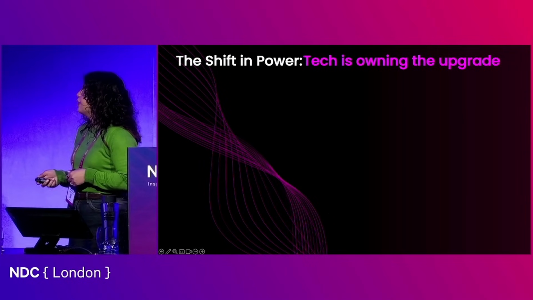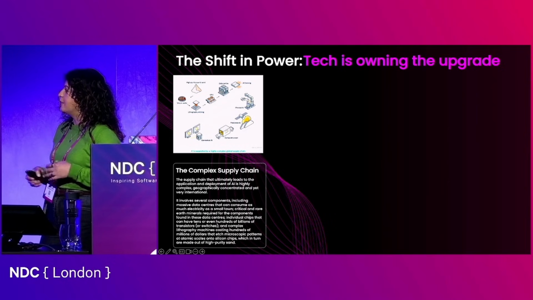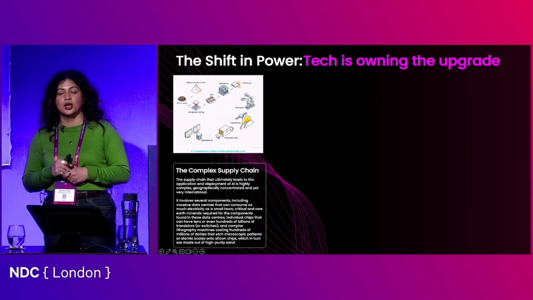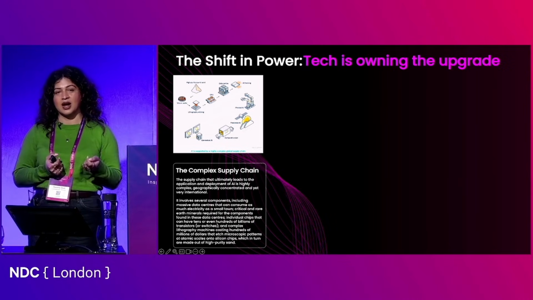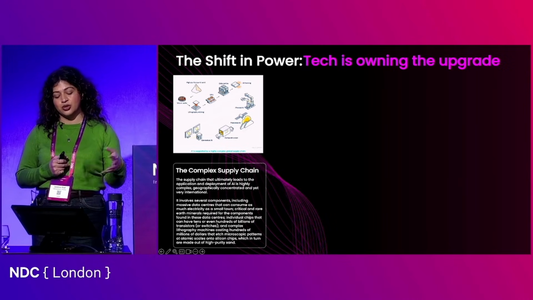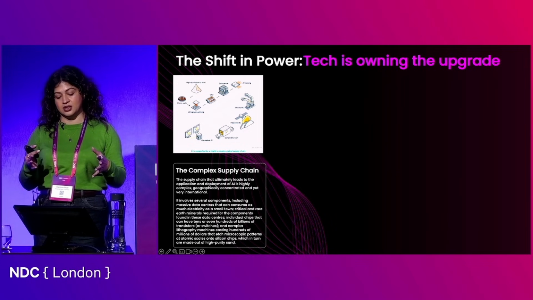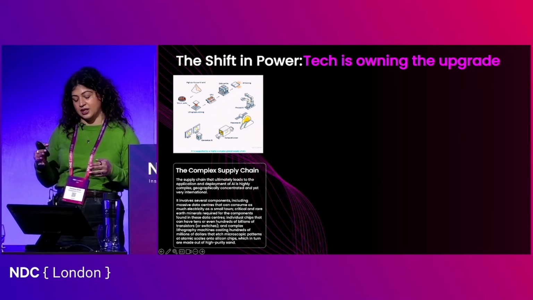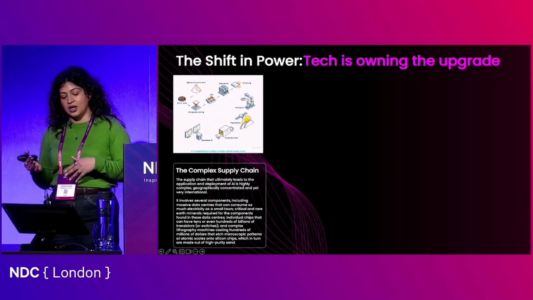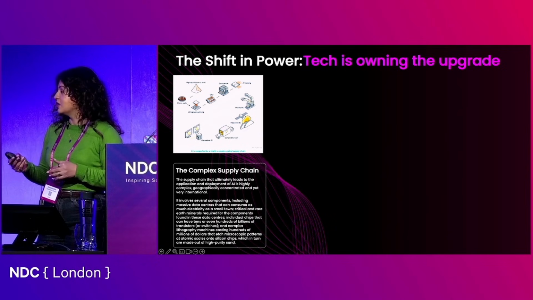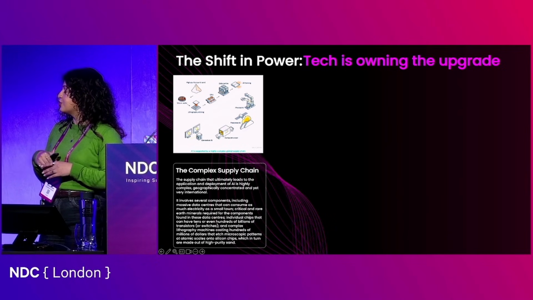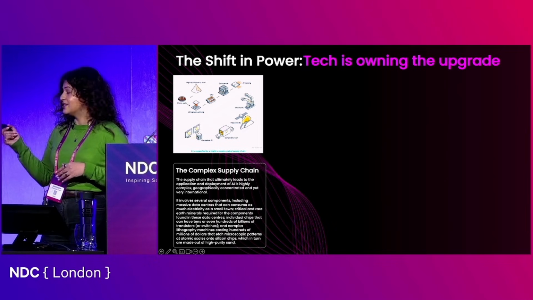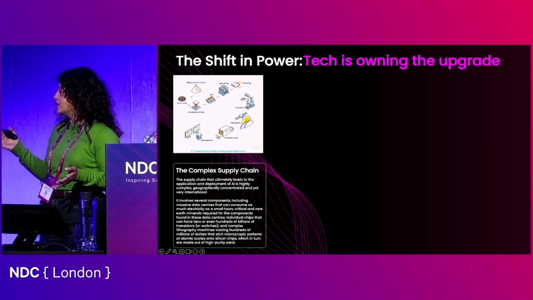So the shift in power: tech is owning the upgrade. As I mentioned, the supply chains in data centres are extremely complex. We're relying on a lot of really rare critical earth minerals that are being used to supply components to build the data centres, GPU chips being prominent ones. There are really complicated lithography machines required to etch these transistor imprints onto silicon wafers, and that can range in millions and millions of pounds.